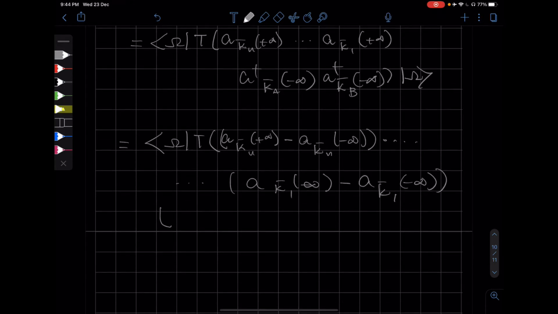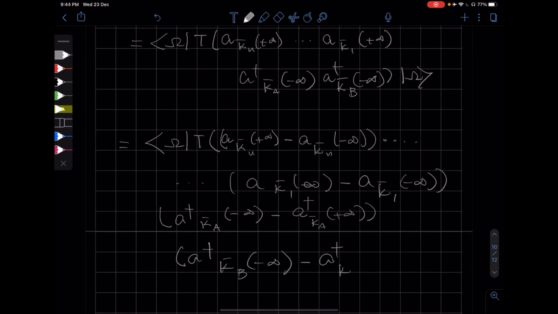For the creation operator, what we can do is we can write A dagger of Ka at minus infinity minus A dagger of Ka at plus infinity, then A dagger of Kb at minus infinity minus A dagger of Kb at plus infinity, and end of the bracket, and then the ket omega.